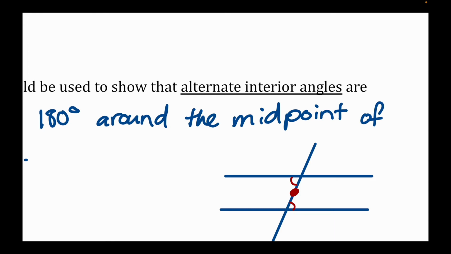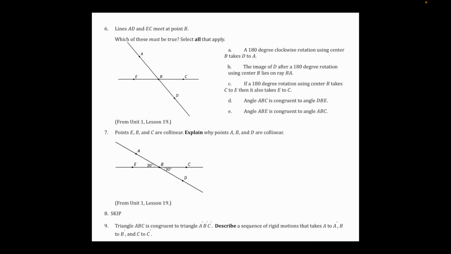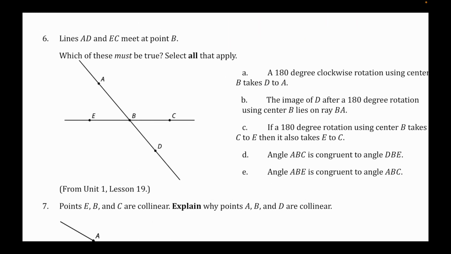And that's really it. So I just wanted to include a visual so you know what I'm talking about when I write out that description. So that means, I believe we're on to question 6. Yep, we're on to question 6. Lines AD and EC meet at point B. So which of these must be true?